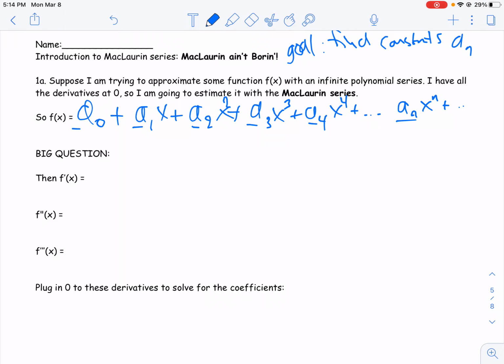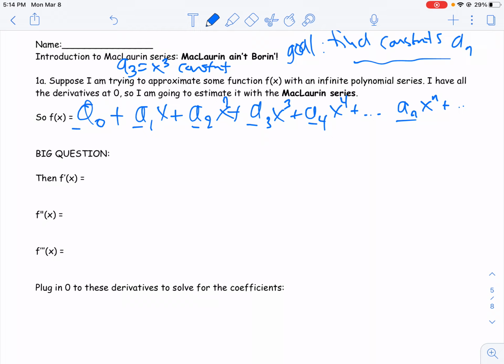So we talked about how to find a derivative of a series. So let's go ahead and do that. If we take the derivatives, remember all these a sub n are constants. If a sub 3 is just the constant on the x to the 3 term, our goal is to figure out what those constants are.